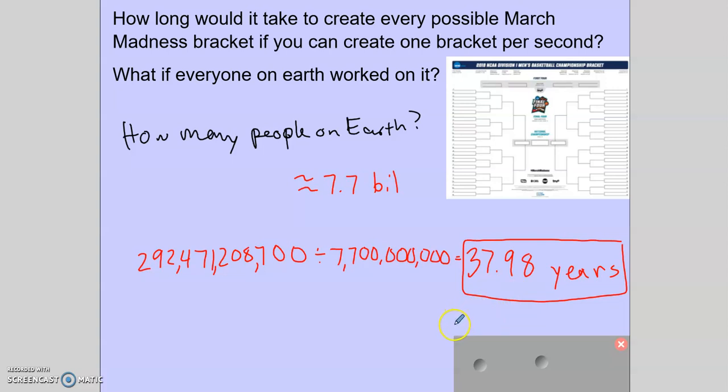And by that time, the tournament has been over for a very long time. And there have been 37 other tournaments that have occurred, which doesn't really work. But that's why no one's ever filled out a perfect bracket, because there are so many possible brackets.